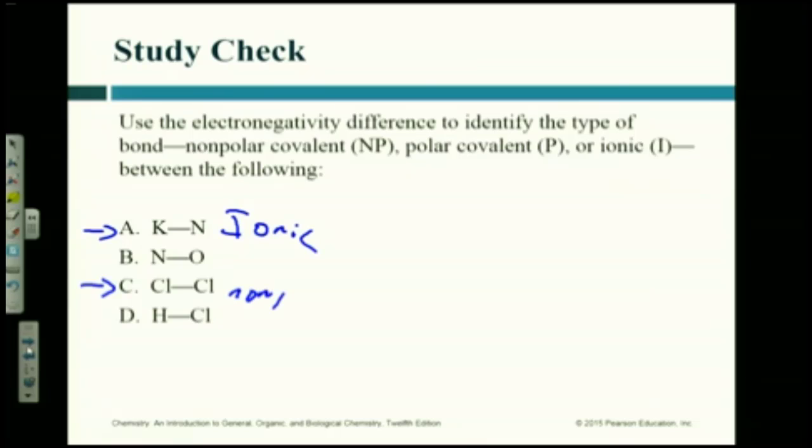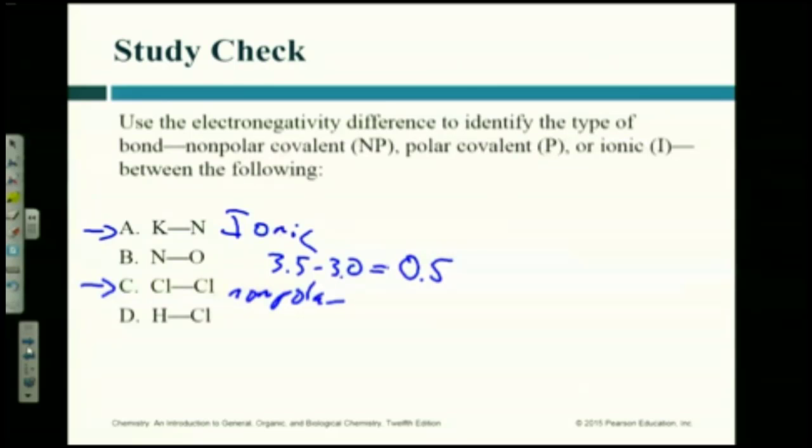All right, so these two I have to look up. Nitrogen is 3.0, oxygen's 3.5. So what does that equal? 0.5. So what do we got? You're just barely polar, right? So that's polar. Polar covalent.